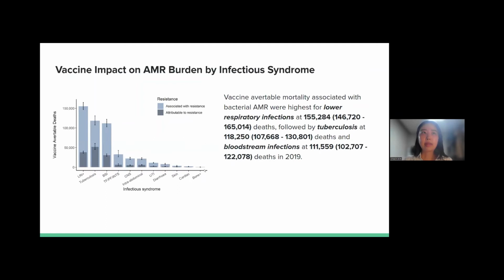And then this graph shows the vaccine avertable deaths and DALYs attributable to and associated with bacterial AMR for the different infectious syndromes in 2019 at the global level. So vaccine avertable mortality associated with bacterial AMR was highest for lower respiratory infections at around 155,000 deaths, followed by tuberculosis at 118,000 deaths, and bloodstream infections at 112,000 deaths in 2019.